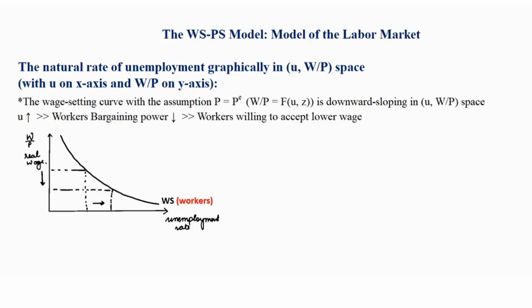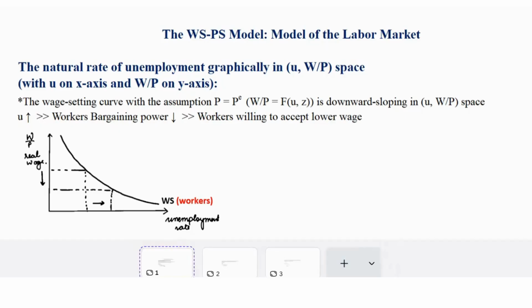This is because we know when the unemployment rate increases, there's a fall in workers' bargaining power, because now it's more difficult for workers to find jobs, but it's easier for firms to hire new workers as there's a larger pool of workers to choose from. So as workers' bargaining power goes down, they become willing to accept a lower wage, and hence you get the downward sloping wage setting curve with the assumption P is equal to P^e.